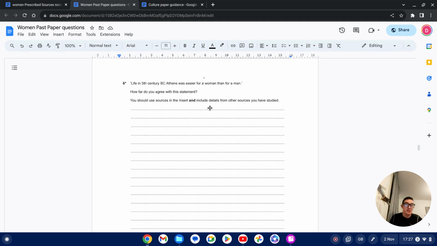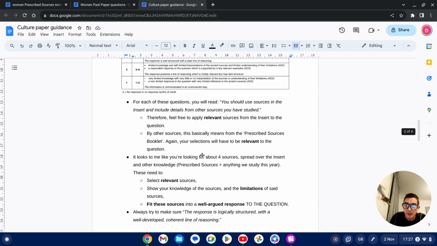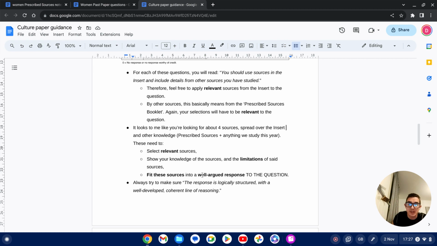So, we talked about 4 points, some of which from the insert, some of which probably from your prescribed sources or any other knowledge that you've got, okay? These have to be relevant to the question. They have to show AO2 and AO3, so your knowledge of and understanding and your limitations, and also how it relates to the question. Other guidance specifically, as we talked about before, you're looking for 4 that need to be relevant, they need to show knowledge of sources and limitations and fit them to a well-argued response.